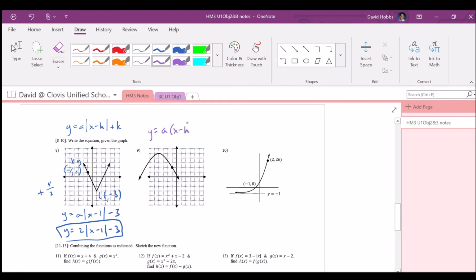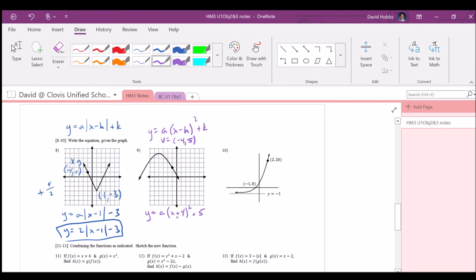y equals a times x minus h quantity squared plus k. And we can see the vertex. The vertex is negative 1, 2, 3, 4, up 1, 2, 3, 4, 5. So my vertex is negative 4, 5. So we could already plug that in. Y equals A times x minus a negative 4, so x plus 4. Don't forget the squared. If you forget the squared, it's not a parabola.